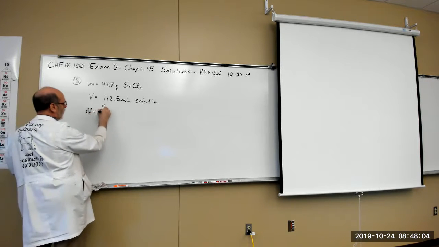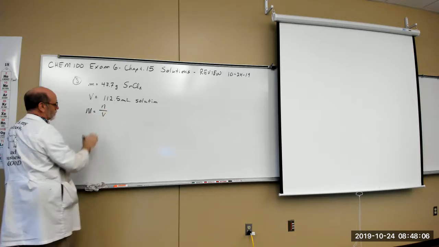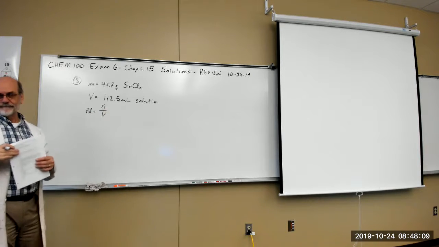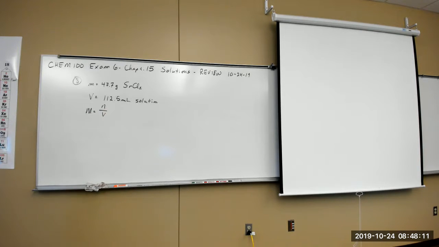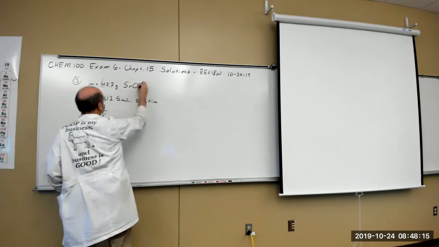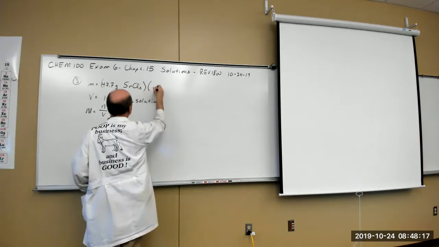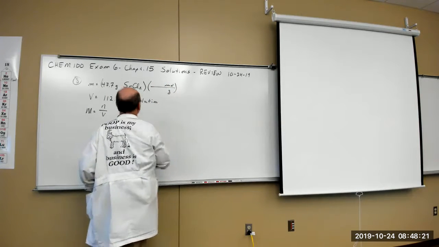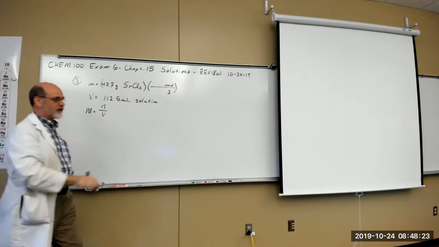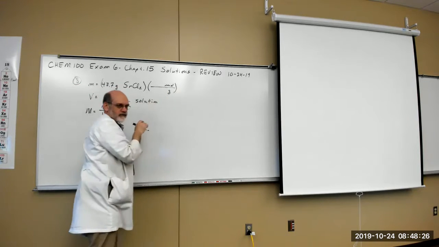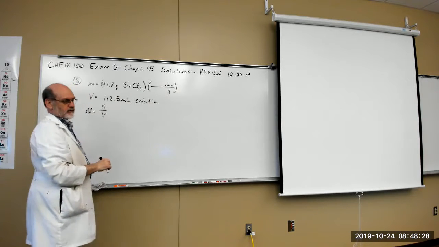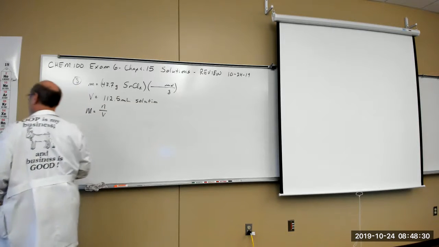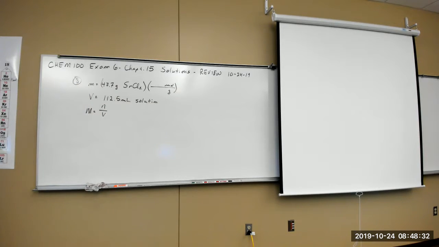Okay, so now the question is, what's the molarity? Well, we need to know moles and volume, but we don't have moles, do we? We have to calculate moles. And that requires converting mass to moles. And so we have grams here, moles here. So we need molar mass. Anytime you see grams and moles in a quotient, that's molar mass. So strontium chloride, strontium's way over here, 87.62.